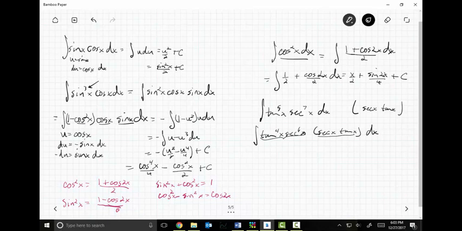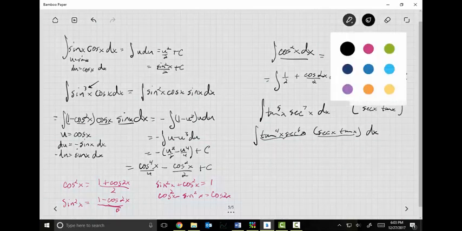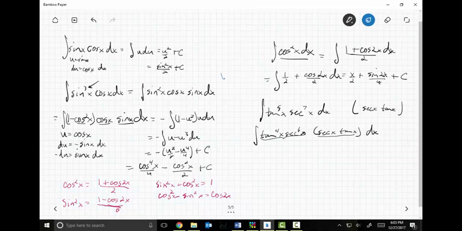What's our Pythagorean identity? Don't I know that tangent squared x plus 1 is equal to secant squared x? Where did we get that? Well, we got it from sine squared plus cos squared equals 1. If I divide everything through by cos squared, I get sine squared over cos squared, tangent squared, cos squared over cos squared, 1, and 1 over cos squared, secant squared, and that's where I'm at. So I know that tangent squared x is equal to secant squared x minus 1.